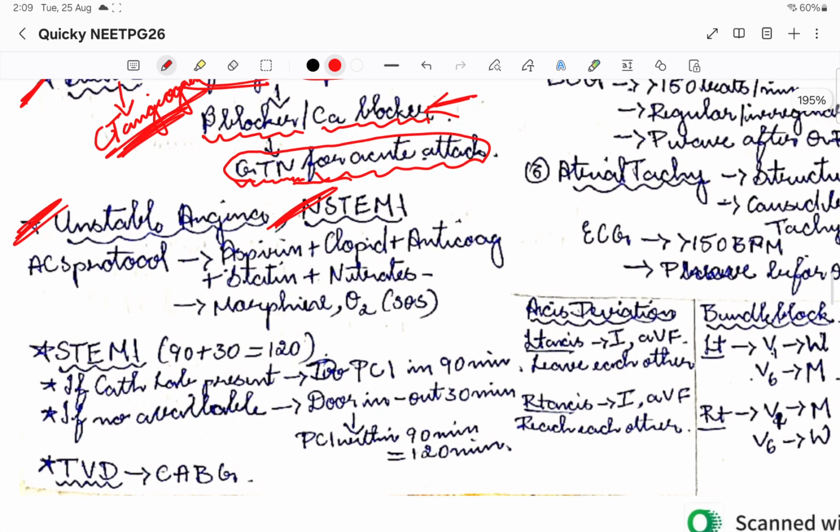Okay, so the ACS protocol is the same, that is, aspirin, clopidogrel and an anticoagulant will be given. Then statins and nitrates will be given. So this is the ACS protocol that we follow. Then if needed, SOS morphine and O2 will be given. We'll admit the patient. This is the ACS protocol we will be following when there is a STEMI.